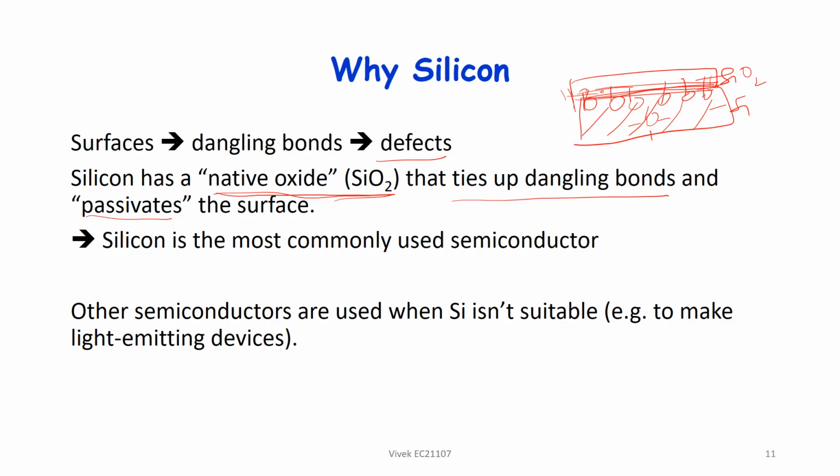Other semiconductors are used when silicon is not suitable, for example, light emitting devices, lasers, LEDs. The silicon band gap is 1.1 eV. Some other materials have a wide band gap or a smaller band gap. So depending on the application, silicon is the first preference, but when silicon does not work, then we go to other materials.